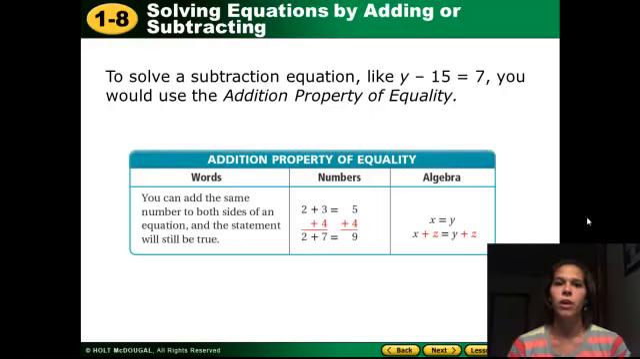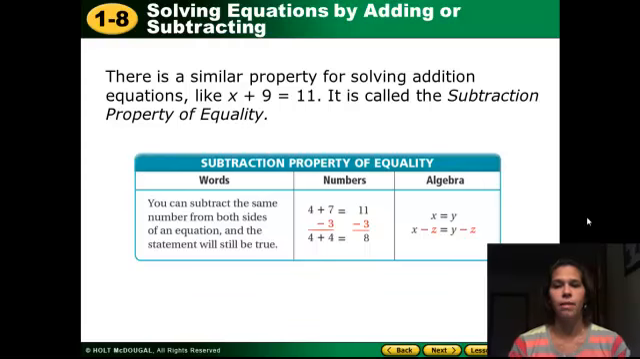To solve a subtraction equation, like y minus 15 equals 7, you would use the addition property of equality. That means since subtraction is being used in my equation, I want to use addition to undo that. So I can add the same number to both sides of the equal sign, and the statement will still be true. So there's a couple of examples using numbers and algebra there. It's like a teeter-totter or a balance. Whatever you do to one side of the equal sign, you have to do to the other side of the equal sign to keep that balance.